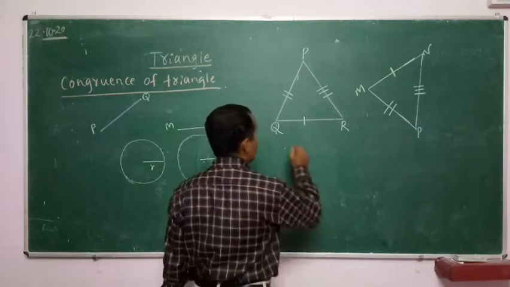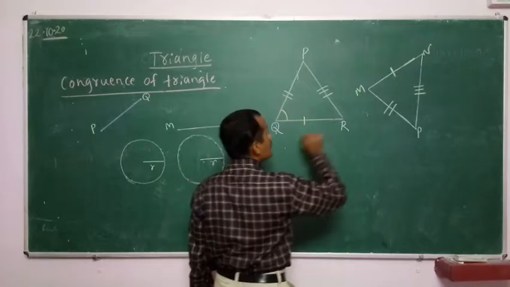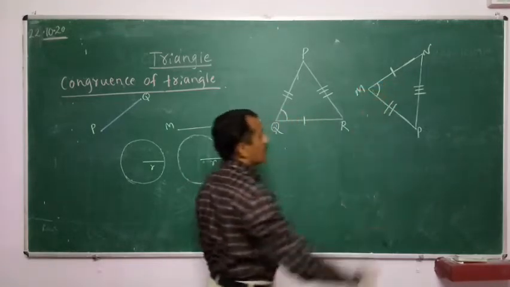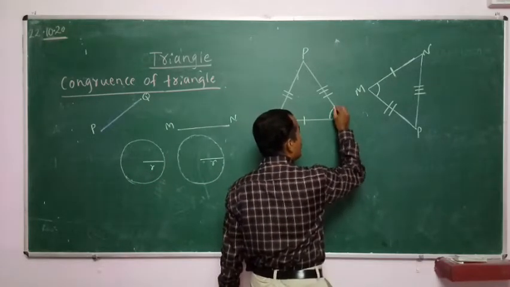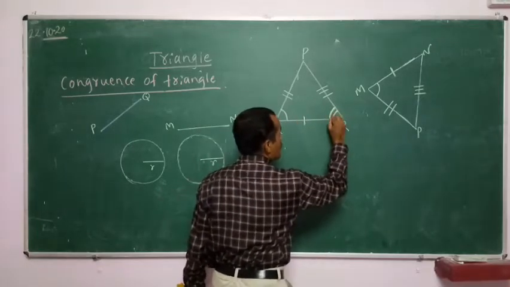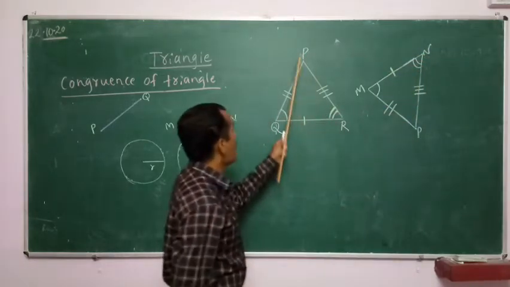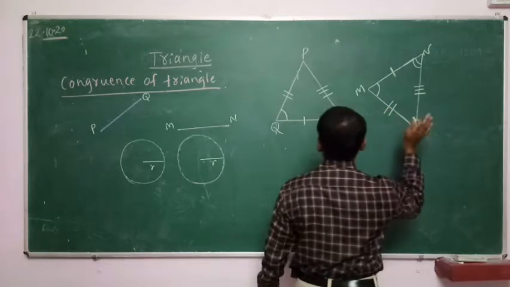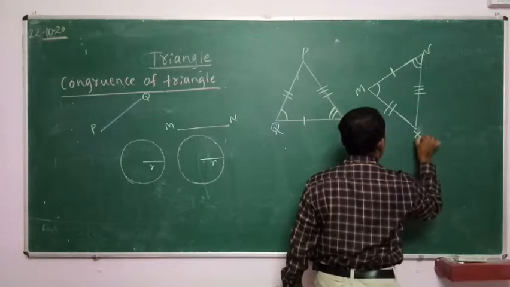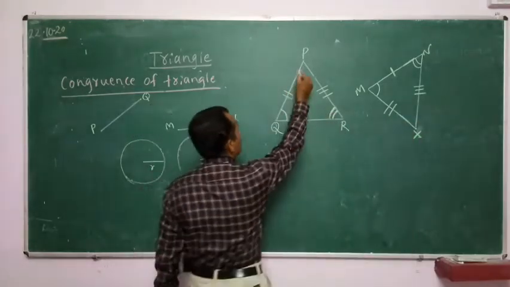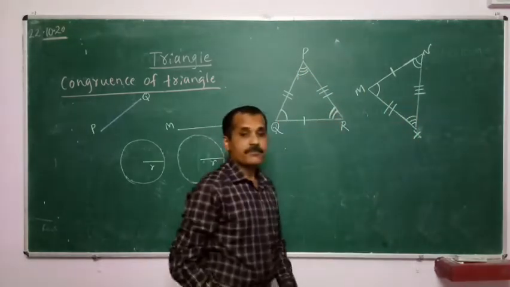Further I say angle Q is equal to angle M. Angle R is equal to, I mark here to differentiate, here I mark 1, here I mark 2, angle R is equal to angle N, and angle M and P. I can't give P here, so I can give MNX. Then angle P is equal to angle X.